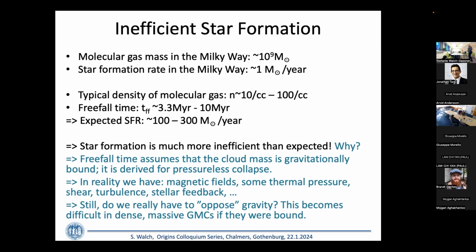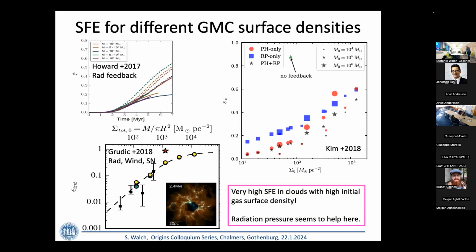Or maybe, basically, how much of the cloud is bound to begin with? So let's reassess this. Is it really true that all the clouds are virialized or not? And so just to elaborate a little bit more on how effective stellar feedback is.